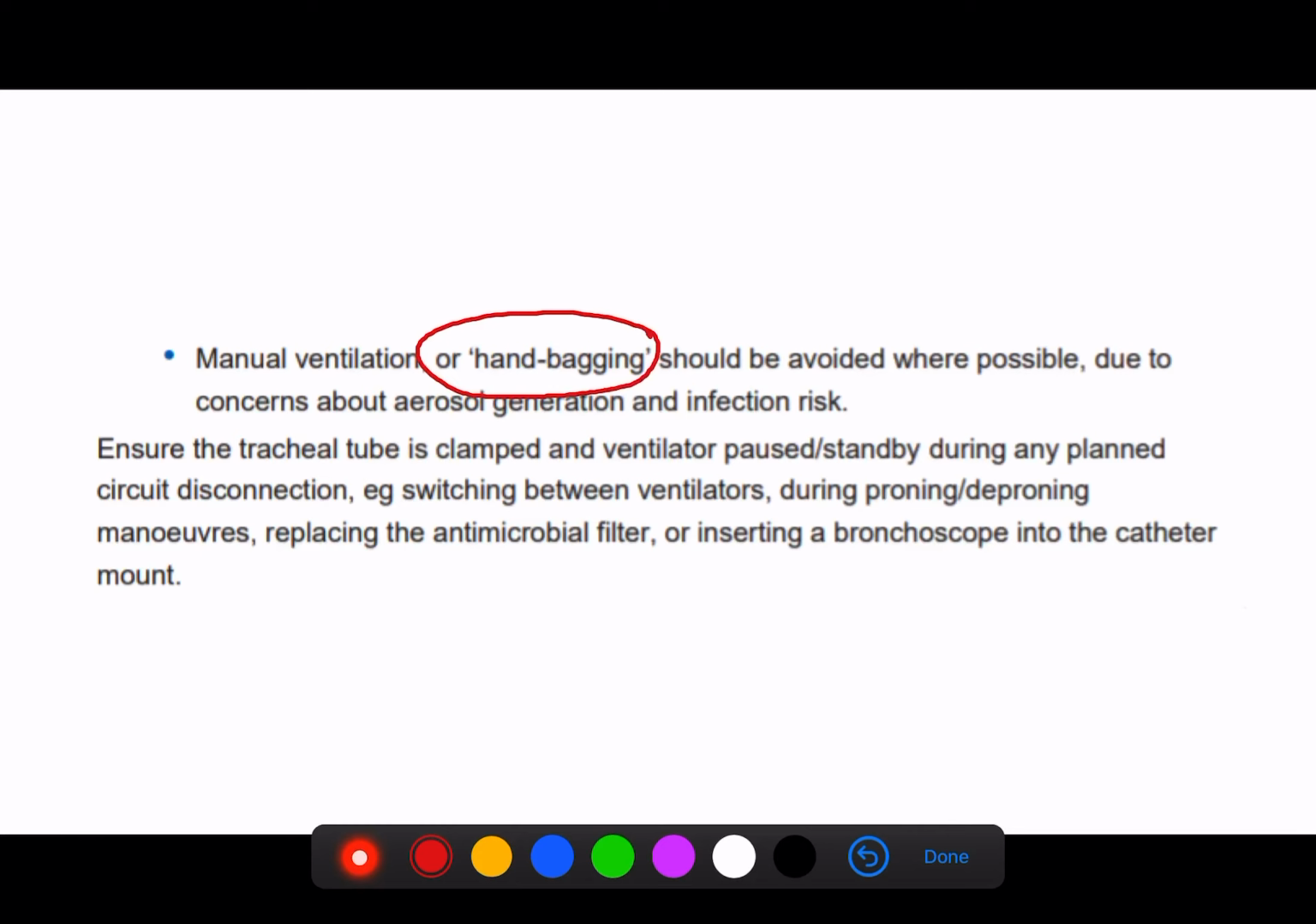If you do have to break the circuit, always clamp and make sure that the ventilator is in the pause or standby setting. If you don't do that, you will just blow whole loads of gas, which is laden with virus, all over the room. So always plan any tube disconnections, clamp the tracheal tube and pause the ventilator before breaking the circuit. This can be really important if you're replacing the antimicrobial filter, and in a lot of circuits it's suggested that every 24 hours it's changed at a minimum.